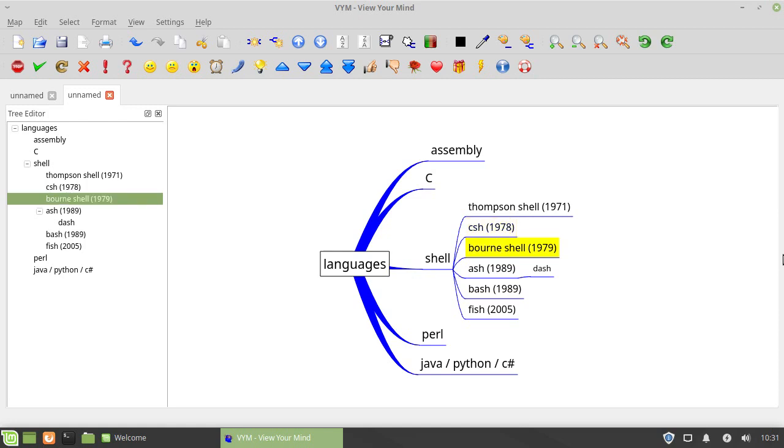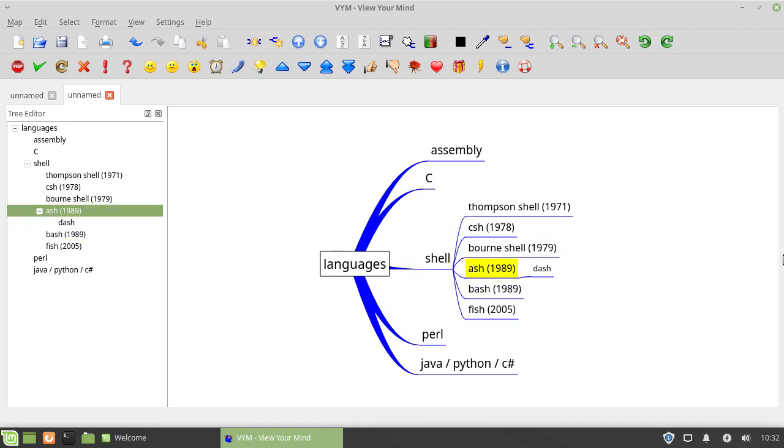The Bourne shell is a very important shell because it's a standardized shell. We actually have the POSIX specification, which is the Portable Operating System Interface acronym, and this is a specification which is implemented to a greater or lesser degree by most shells. The Bourne shell also had some licensing issues, and because of that, Ash and Bash have been developed.